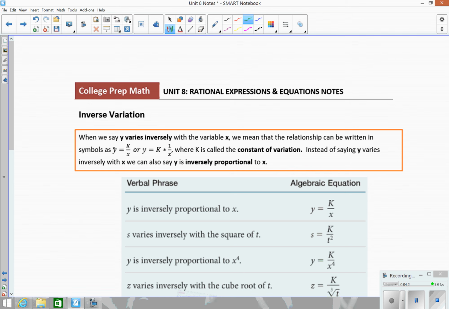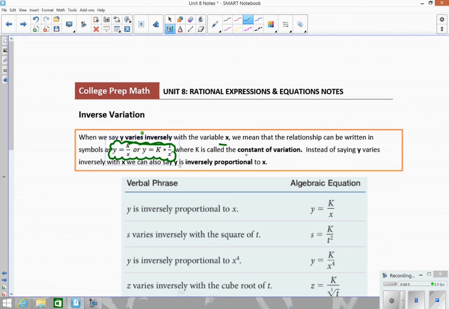So basically when we say y varies inversely with the variable x, what we really mean is that the relationship between y and x is the same thing as y equals k divided by x, or you can think of this as k times 1 over x. The difference is that the x is now going in the denominator instead of being multiplied. So you're basically multiplying by the reciprocal of x.